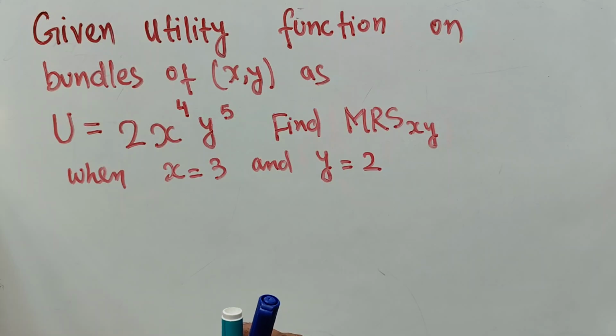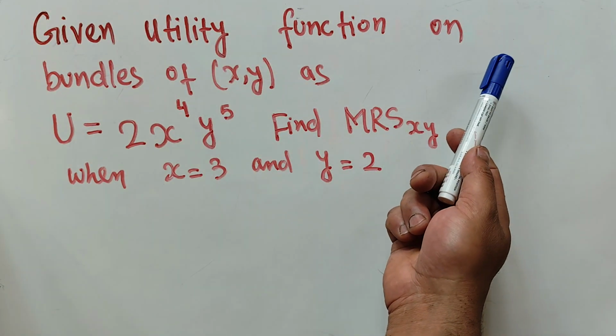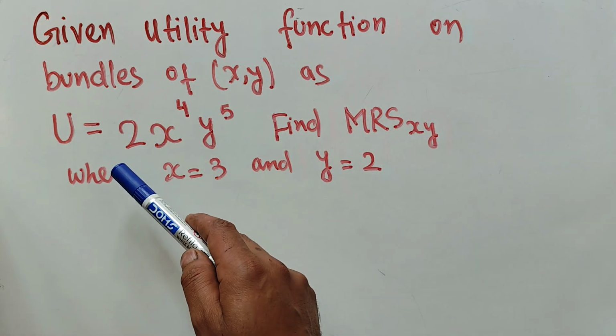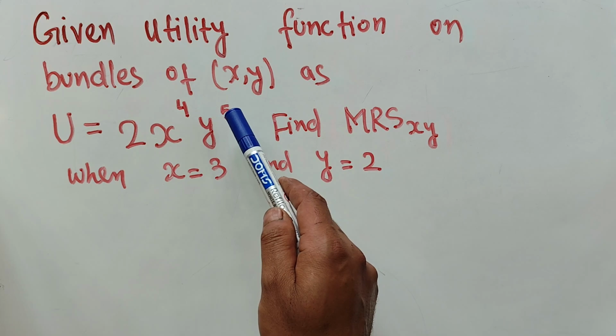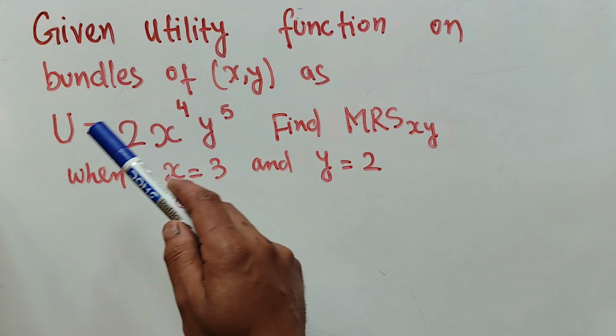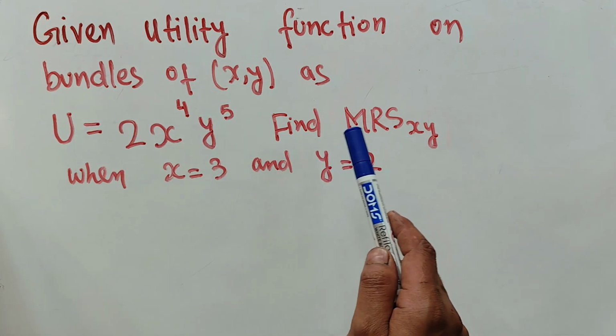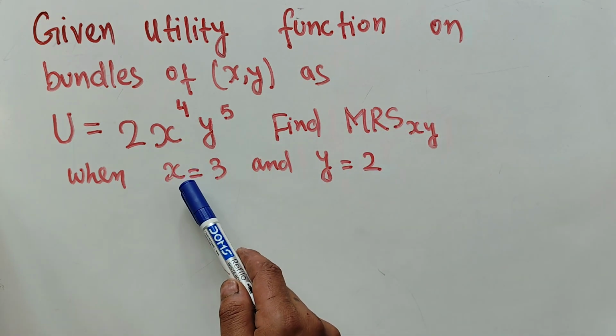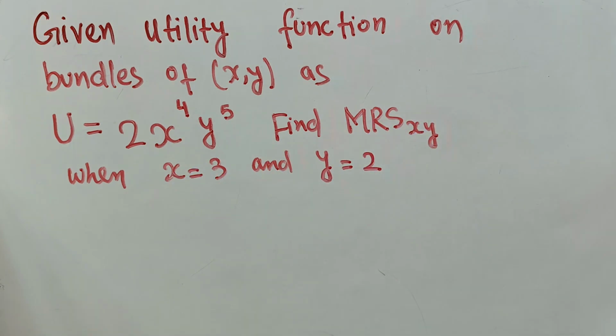Let's learn how to find the marginal rate of substitution between the two goods. The question is, given the utility function on bundle xy as U equals 2x^4 y^5, where x and y are the two goods consumed by the consumer. We have to find out the marginal rate of substitution between good x and y when x is equal to 3 units and y is equal to 2 units.